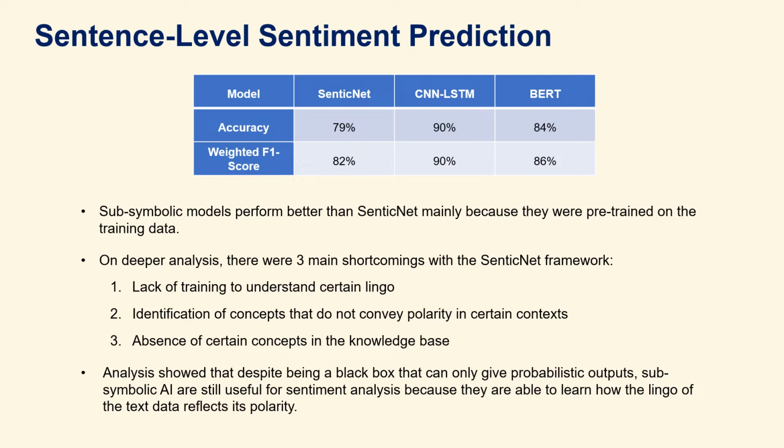Upon deeper inspection, we found three main shortcomings in the SenticNet framework. The first is that it does not undergo any training to understand how the lingo of the text affects its polarity. The second is that it sometimes detects concepts in text that do not actually convey any polarity. And the last is that it lacks some emotion-conveying concepts in its knowledge base. So from this, we can see that despite being black boxes, sub-symbolic AI is still useful for sentiment analysis.